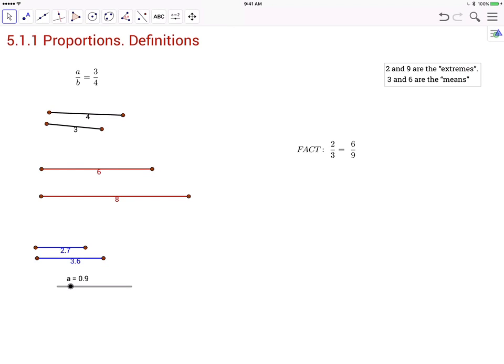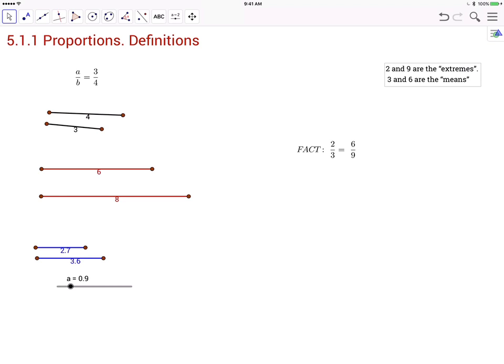Okay, so we've got the very first screencast of the course here, and this is 5.1.1. These first few screencasts in Chapter 5 will be centered on reviewing and recalling some rules related to proportions. And I always like to remember proportions as basically being relationships.